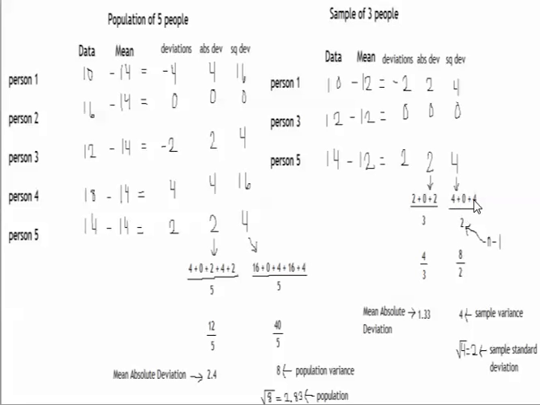The top adds up to 8. 4 plus 0 plus 4 is 8. Divided by 2 is 4. This is called the sample variance, which is just the variance of our sample. And just like before, over here, you go one step further and take the square root of the variance, and you get your standard deviation. Square root of 4 is 2, so that's our sample standard deviation.